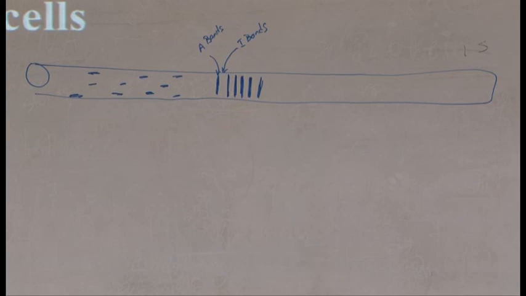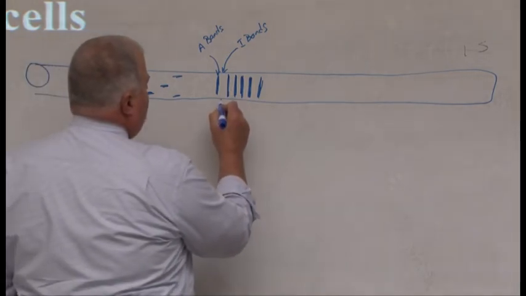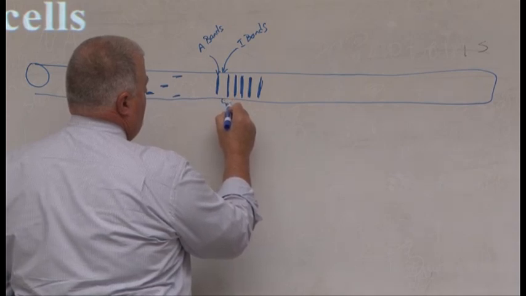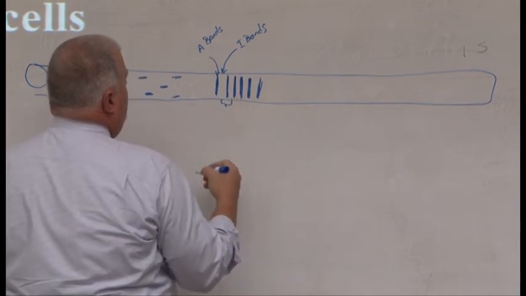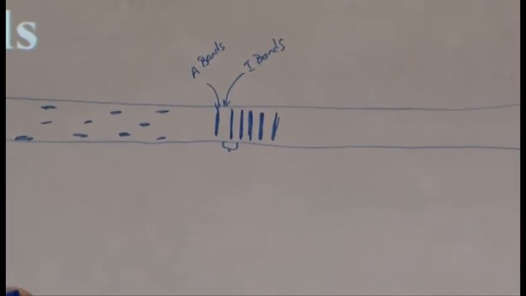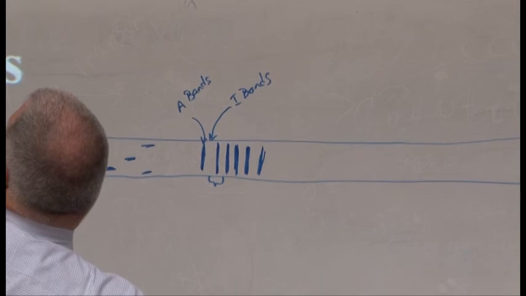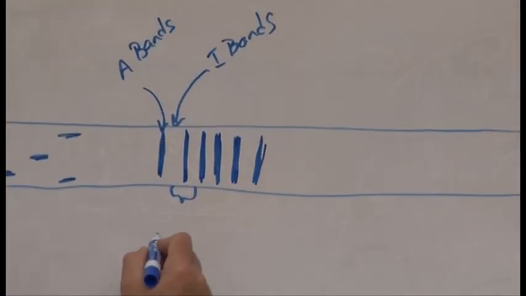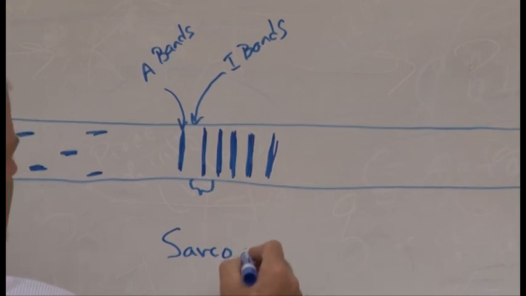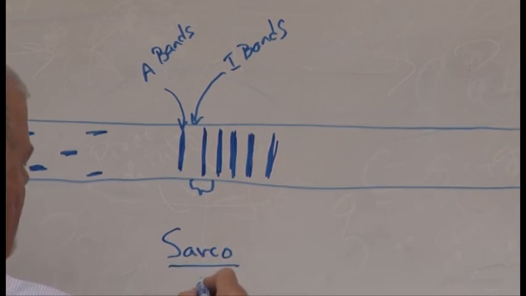And then it's going to be composed of a subunit, which is the functional unit. And the subunit goes from the middle of one I band to the middle of the next I band. And so what we use is a word called a sarcomere, so composed of sarcomeres. So sarco is, again, uniquely used for something associated with muscle.